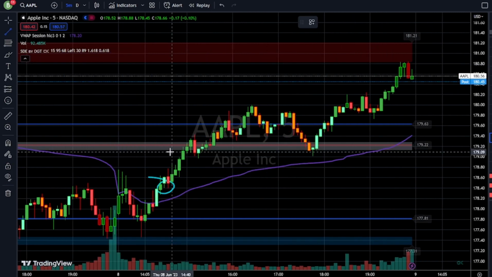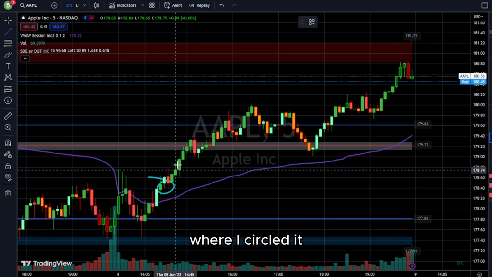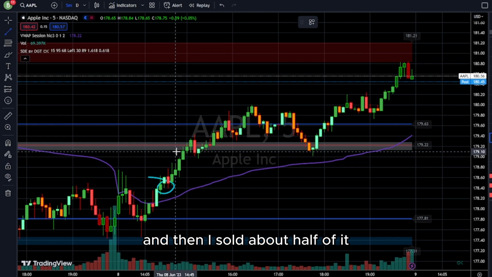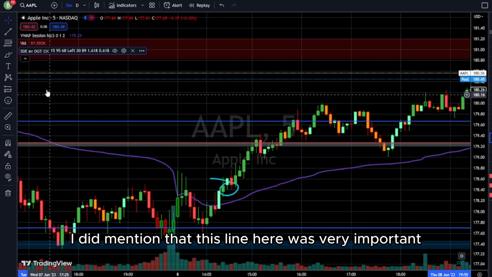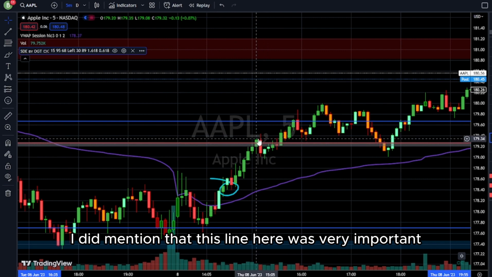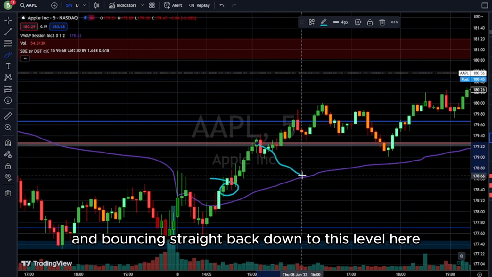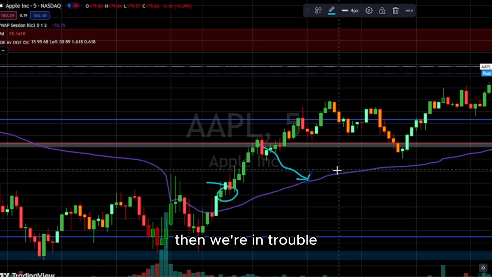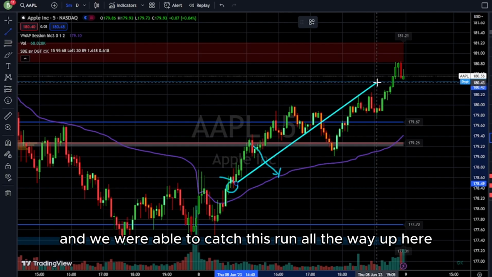This would have been a great intraday options trade to make, and I did. I bought some here where I circled it, and then I sold about half of it right before it reached this equilibrium point. Now, why did we do that? Well, I did mention that this line here was very important, and I didn't want to run the risk of it hitting this line here and bouncing straight back down to this level here. Then we're in trouble. So we took profits to lower our risk, and we were able to catch this run all the way up here.